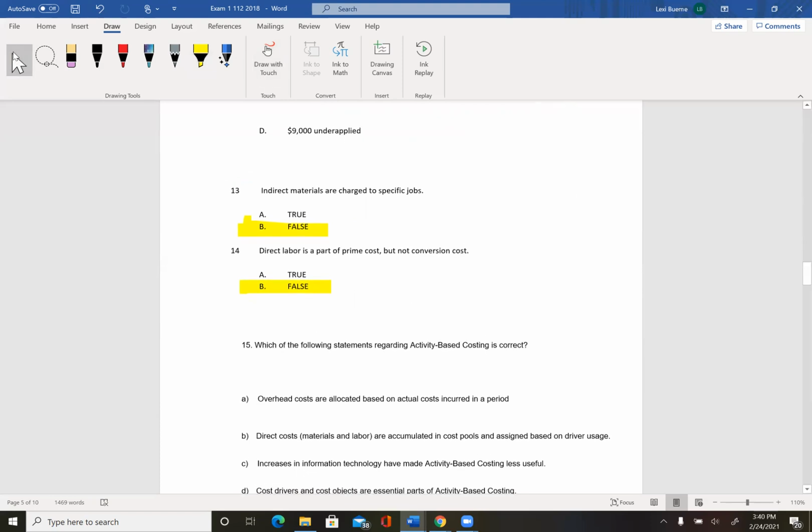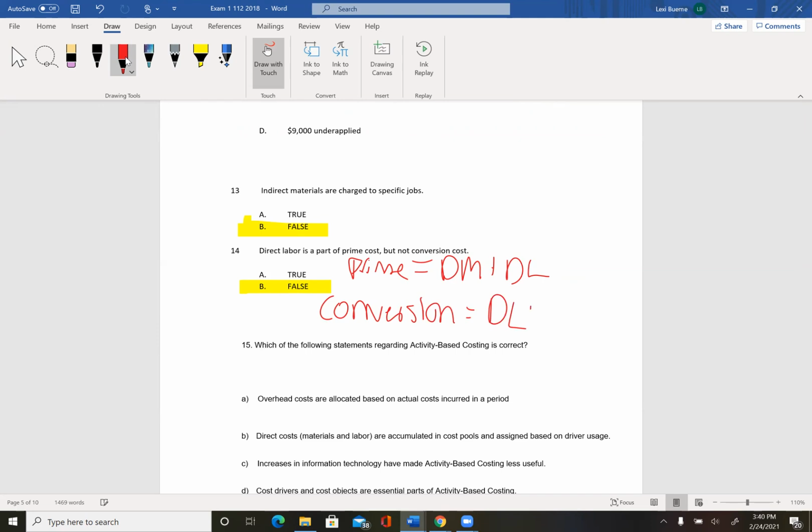So I'll just give you the formulas for these real quick. Prime equals direct materials plus direct labor, and conversion is direct labor plus manufacturing overhead. Just so you have those.